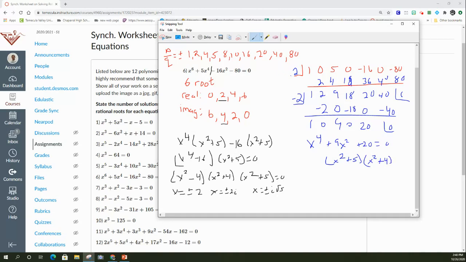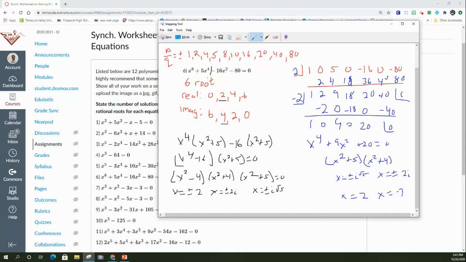I already have my 2 answers over here of x equals 2 and x equals negative 2. And so again, you notice that it's the same thing over there. So I'm going to get the same exact answers. So x equals plus or minus i rad 5, and x equals plus or minus 2i, combined with my other 2 answers, x equals 2, x equals negative 2.